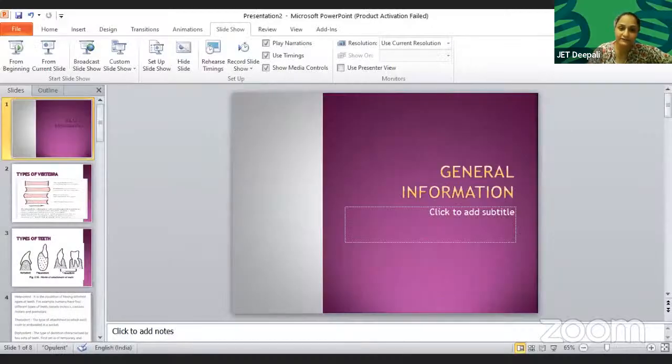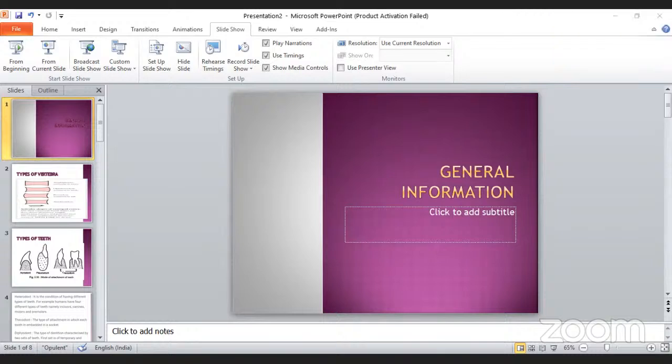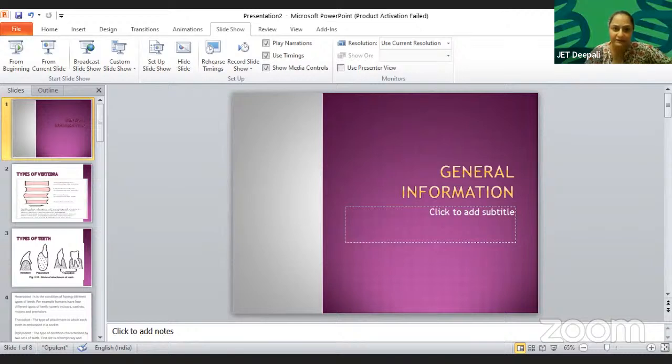Now coming to the reptiles. So it is clear to you all that reptiles. See, my slide is visible or not? This is visible? Tell me beta, is this visible to you? Yes, ma'am. Okay, beta. Then just continue.